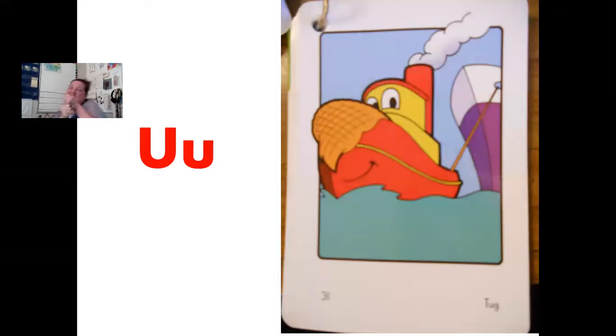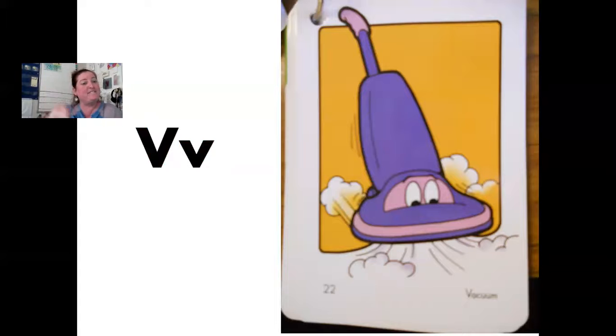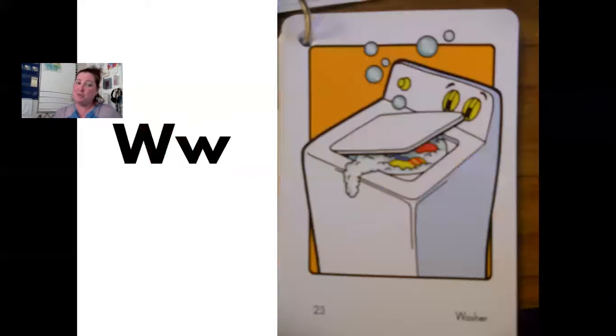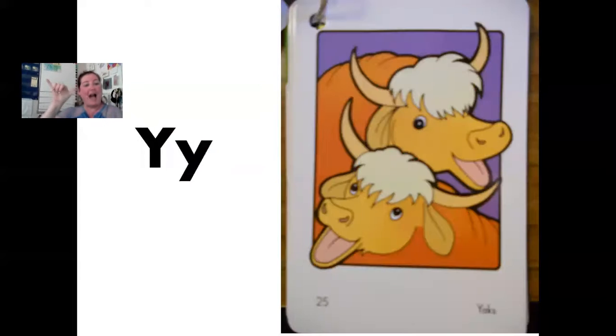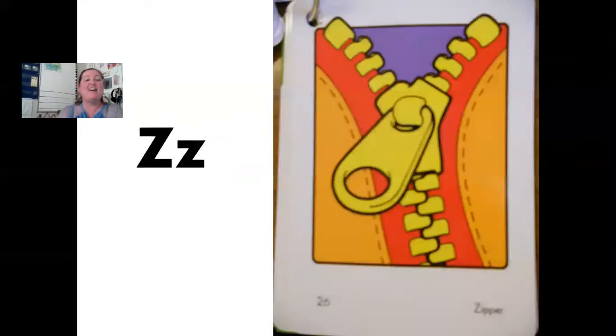U. Oh, U is in red, so that means it's a vowel. It has those two sounds. So it has the short sound and the long sound. All right, V, W, X, Y, and Z.